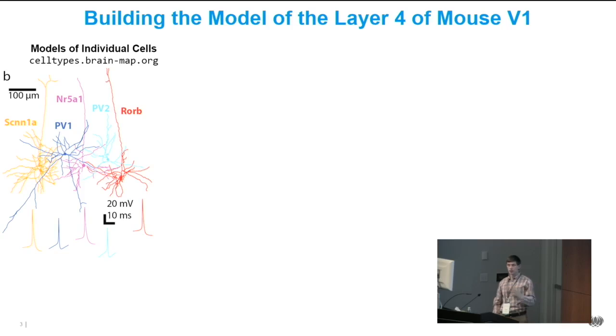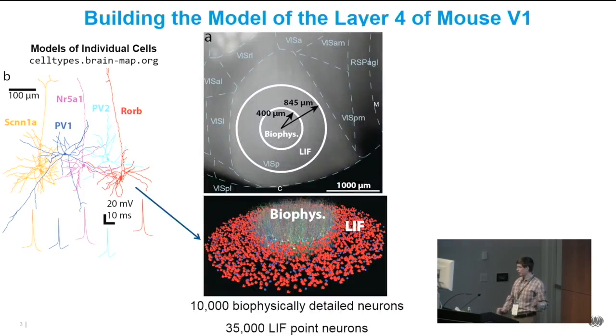So we take the cells and we replicate them many times to create this model that's shown here, that contains 10,000 biophysically detailed cells.